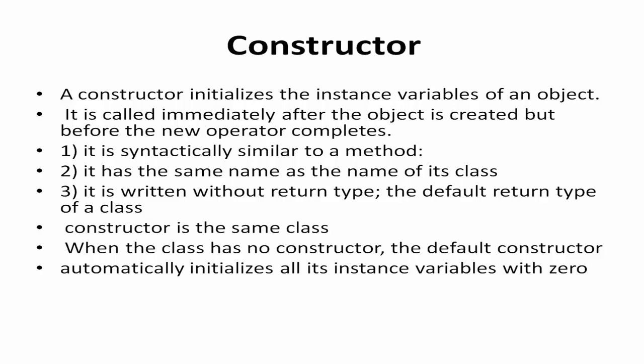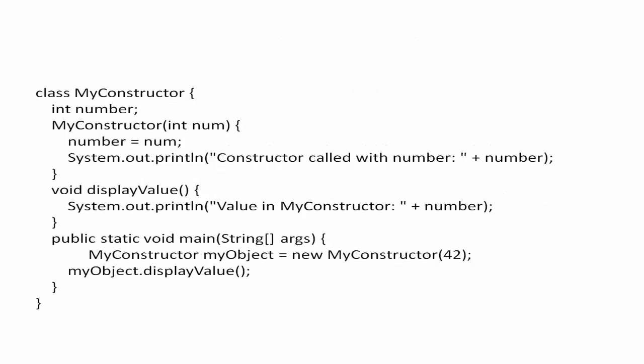A constructor is in the same class. When the class has no constructor, it is said to have a default constructor. It automatically initializes all its instance variables with 0. So let us see an example of a constructor.